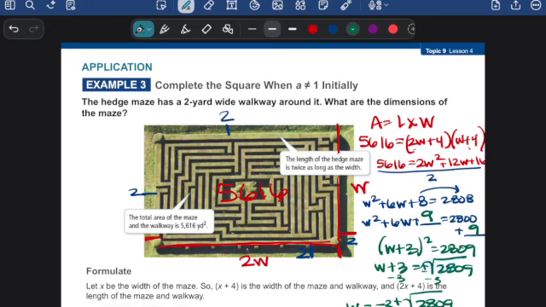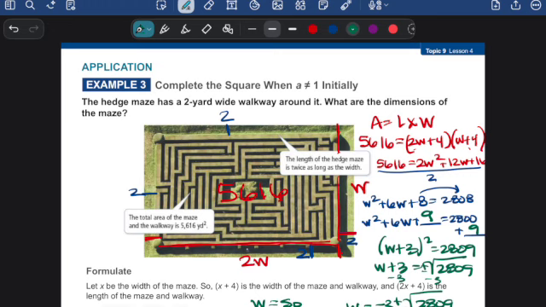You can get an estimate if you calculate that. So if I take negative 3 and I subtract the square root of something, I'm going to get another negative number. So I know that my negative answer will not be applicable to this real world situation. So it's only going to be the positive version. So if I do negative 3 plus the square root of 2809, I get exactly 50. So the width is going to be 50. W is 50. That means the length of the maze would be 100.